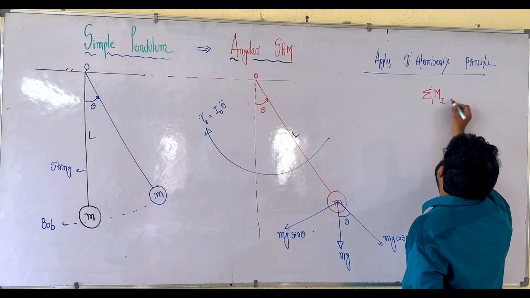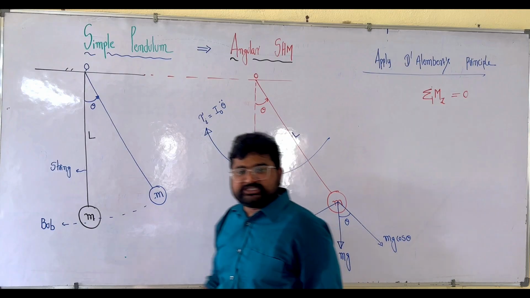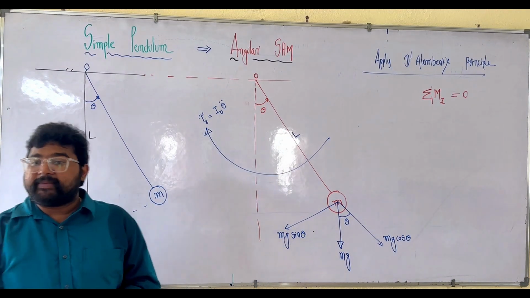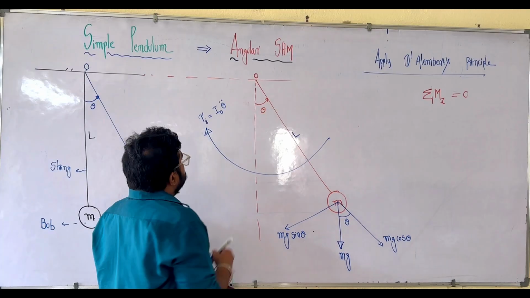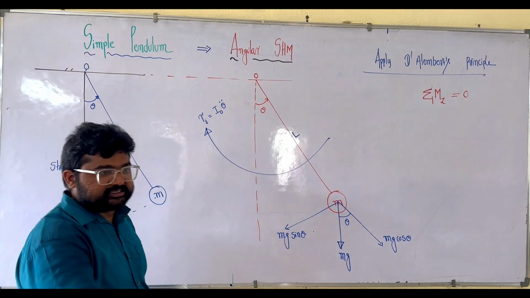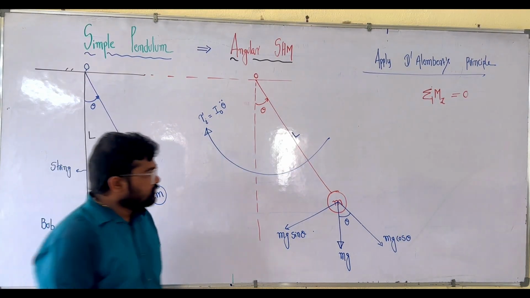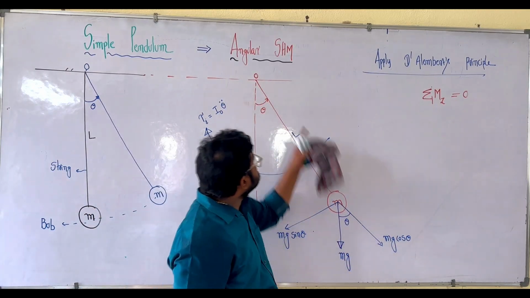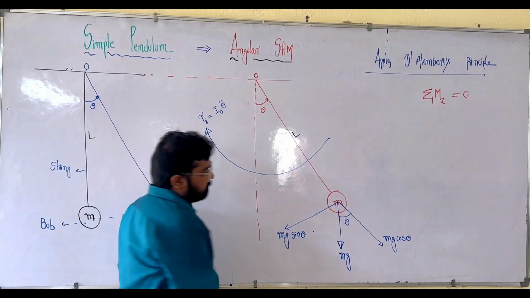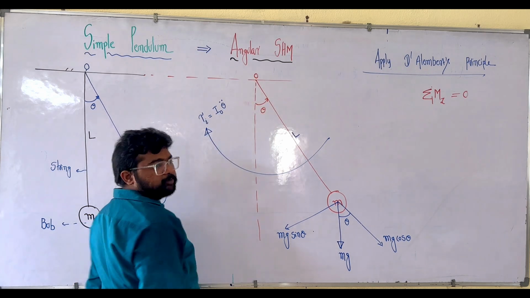Sigma Mz equal to 0. All moments equal to 0. Is this clockwise or anti-clockwise? The moment of this force about this point is 0, because the line of action passes through that point.